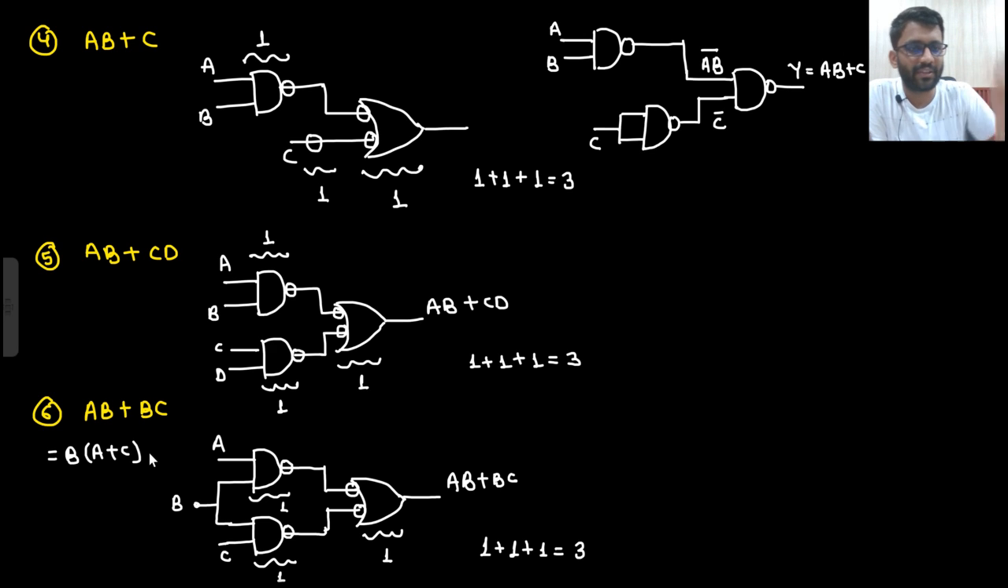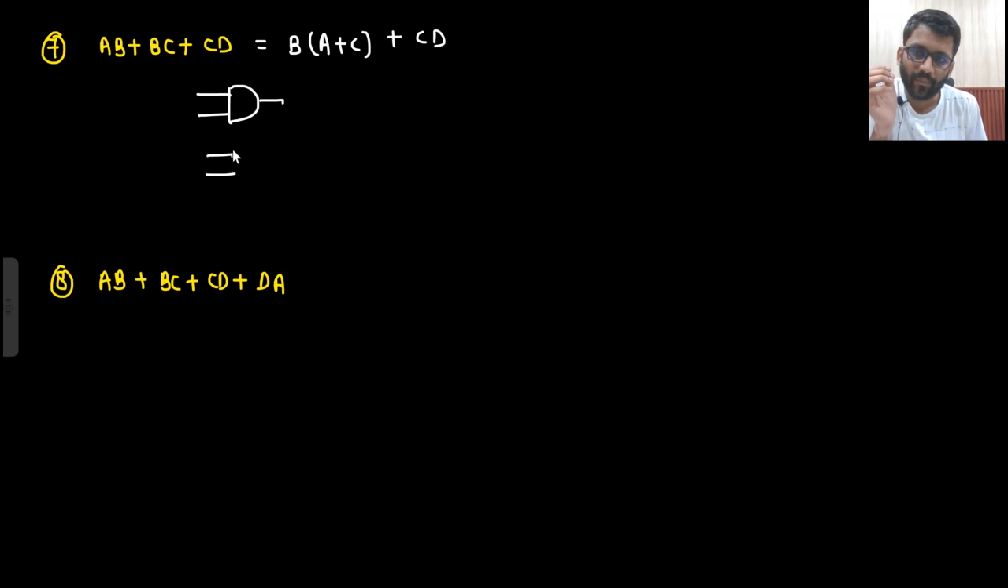This will be again AB plus BC only. I will try to take common here. So B common I am taking. B into A plus C, plus CD. Can I do anything about it? Nothing I can do. So again, the same way I need to proceed. A into B, then B into C, and then C into D. Making sure that I have only 2 input gates, not 3 input. So I will use 2 input gates only.